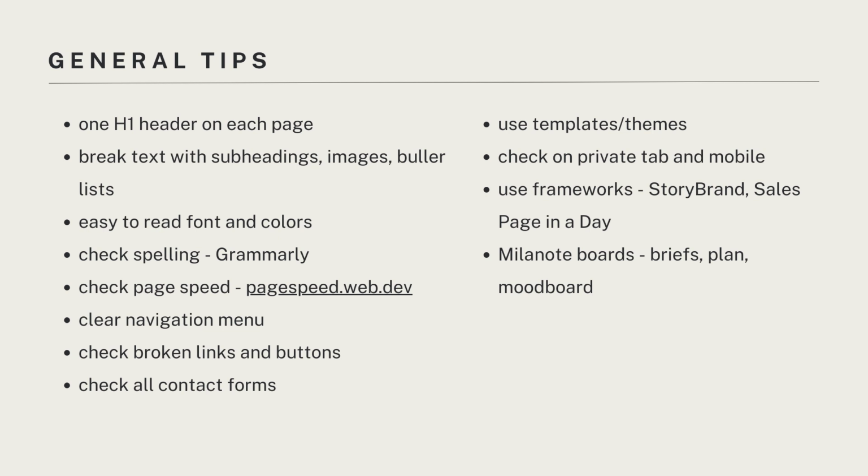Some general tips for the whole website. The first one is using one H1 header on your page. Use subheadings and images to break up blocks of text. Make sure your images have alt text. Using bullet lists is another way to break up text. Make sure your text is aligned to the left and not justified or right aligned.